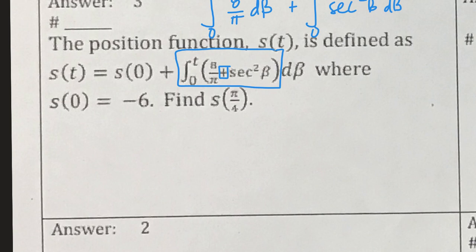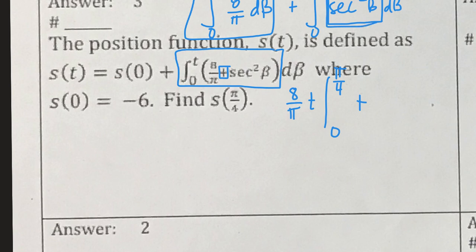So let's evaluate. We're going to evaluate each of these separately. So this one is, what's the antiderivative of 8 over pi? I believe that's 8 over pi times our variable, which I guess is beta, but we'll make it t. So 8 over pi t, because we're going to replace that with pi over 4 anyway. We're evaluating this at 0 and at pi over 4. Plus, what is the antiderivative of secant squared? The antiderivative of secant squared is tan. And we're going to evaluate that from 0 to pi over 4.